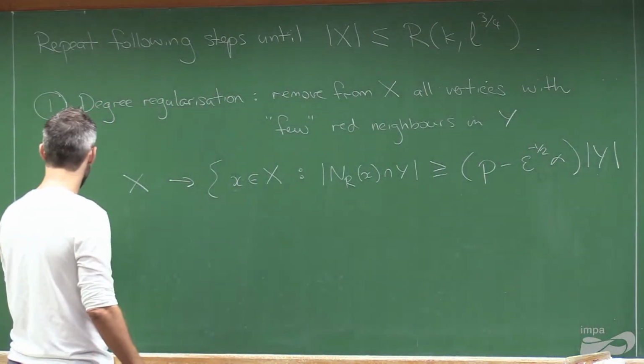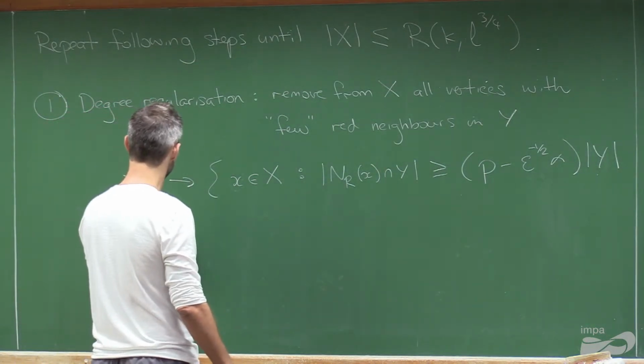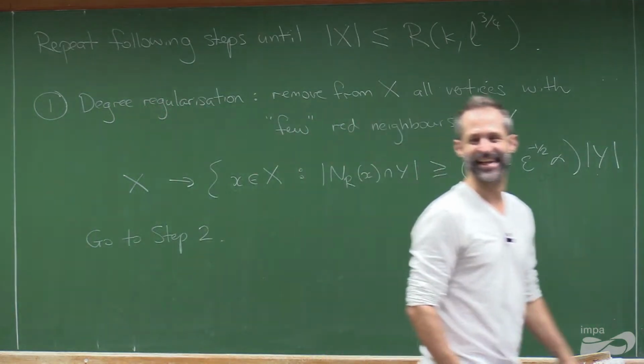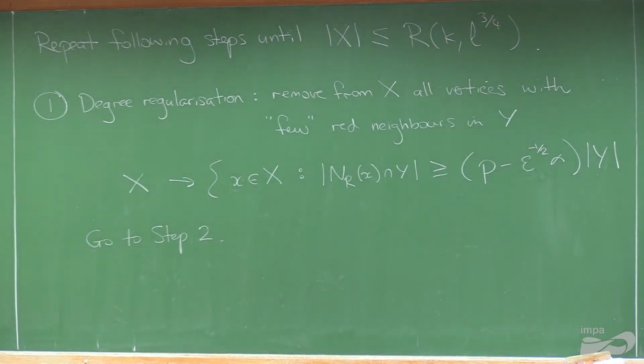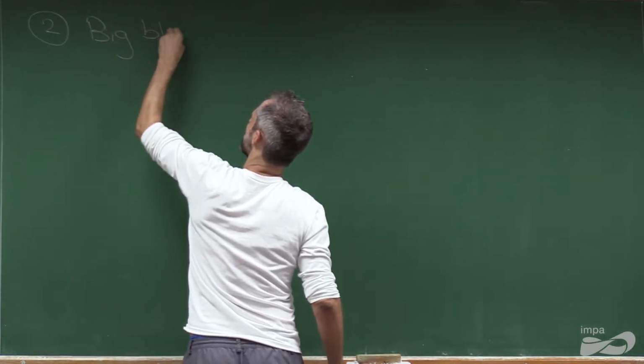Okay, so that was step 1. And now we go to step 2. Yeah, I'm really not going to fit this algorithm on the board, am I? But we'll see how we do. So what is step 2? Step 2 is a big blue step.